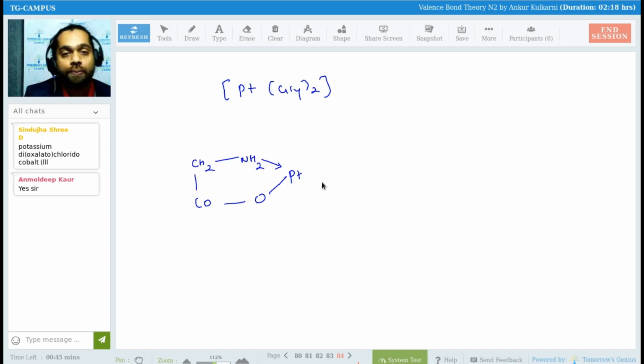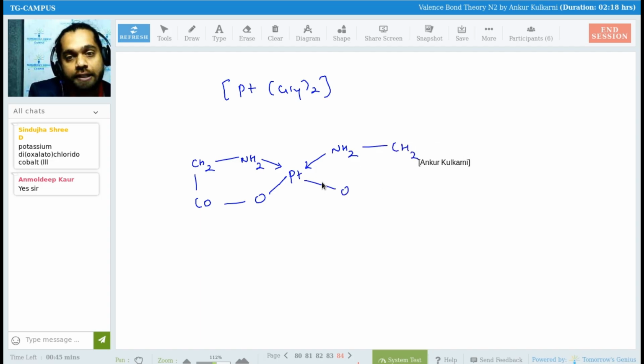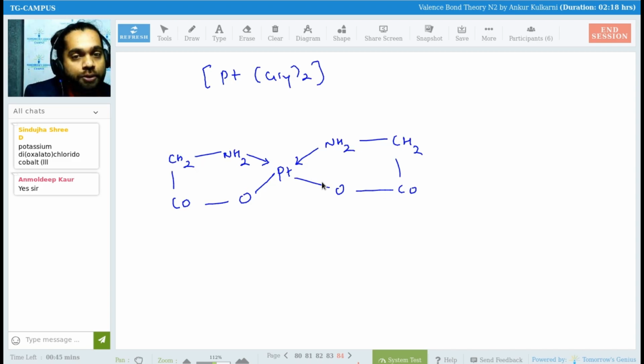NH2, CH2, COO. If I have NH2, NH2 on the same side, this is my cis. And the trans would be what? Trans would be Pt with NH2, NH2 opposite, and O, O opposite.